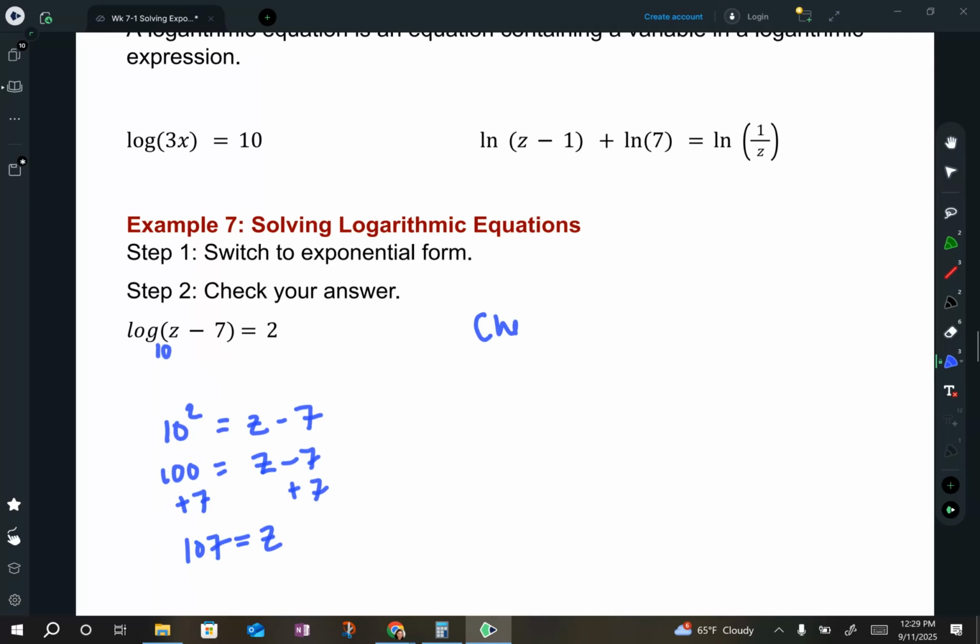And I always check it because things can go crazy with logs. Log of 107 minus 7 is equal to 2, question mark? Well, that would be log of 100, and sure enough, 10 squared is 100, so that is true.